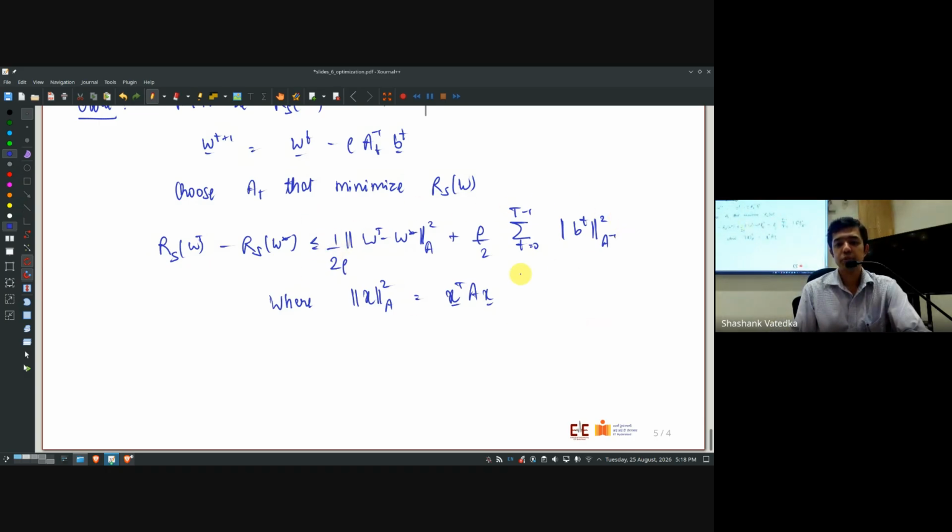Now, minimizing this whole quantity would amount to minimizing Rs of W. But if T is sufficiently large, then it turns out that this quantity dominates, because this is the only T-dependent parameter. You can show that this quantity is always going to be bounded, assuming that the objective function is sufficiently nice.